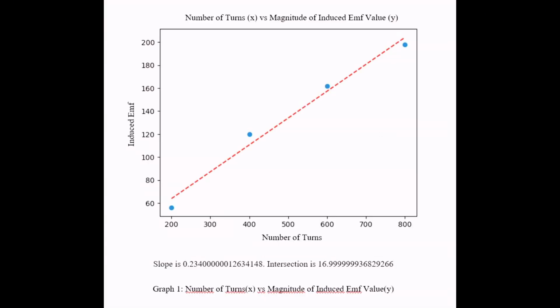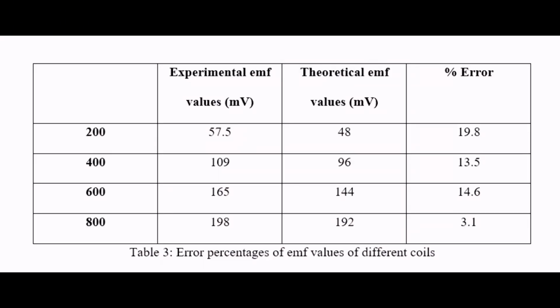Then I graphed all the data that I obtained to compare them and draw the baseline. And you can see the error percentages for each coil. The first coil's error percentage is 19.8, the second coil's error percentage is 13.5, the third coil's error percentage is 14.6, and the fourth coil's error percentage is 3.1.